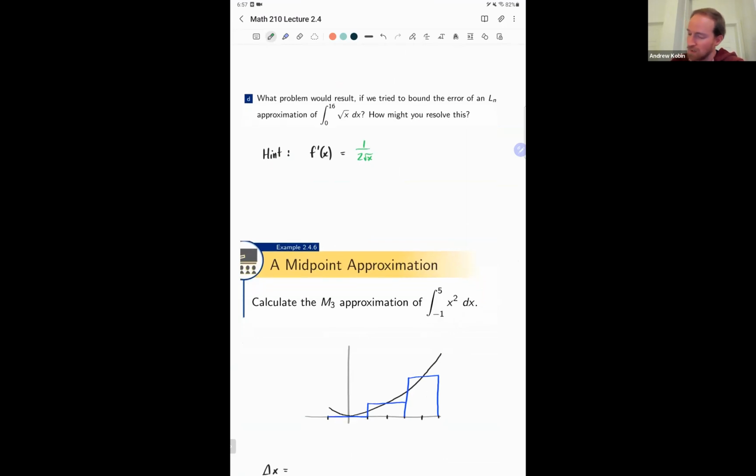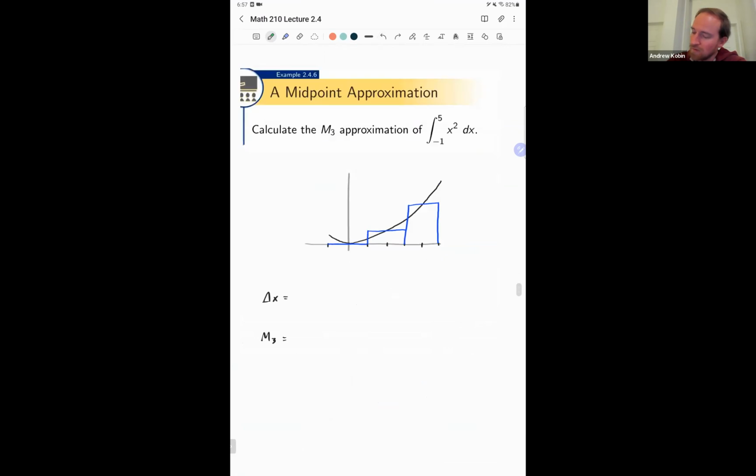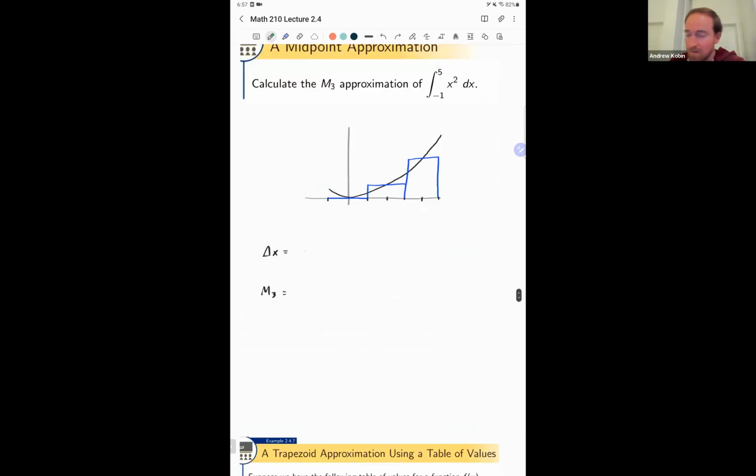So just to remind you, our delta x was 2, we computed above. It's the total interval divided by 3 rectangles. M3 here is going to be exactly like we did for L3 and R3 previously, or we only computed L3 together. Let's just write down delta x times the sum of all of the heights of the rectangles. And we can see them drawn on the graph. All we have to do is figure out what the midpoint values are.